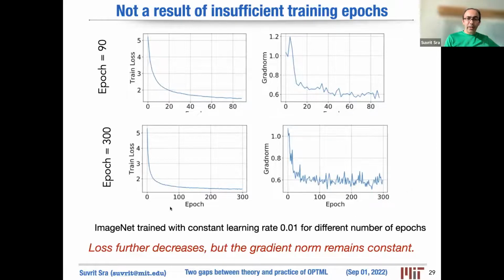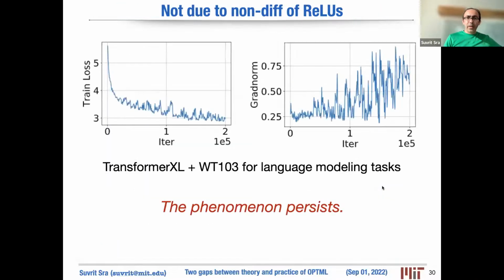90 epochs was standard, you run it for 300 epochs. You see that loss is hardly doing anything, but the gradient remains kind of stuck. So it's not because of an insufficient number of training epochs. And it's not, as I said, that the ResNet had ReLUs; we pretended they were not there, like many others. And it's not because of non-differentiability.